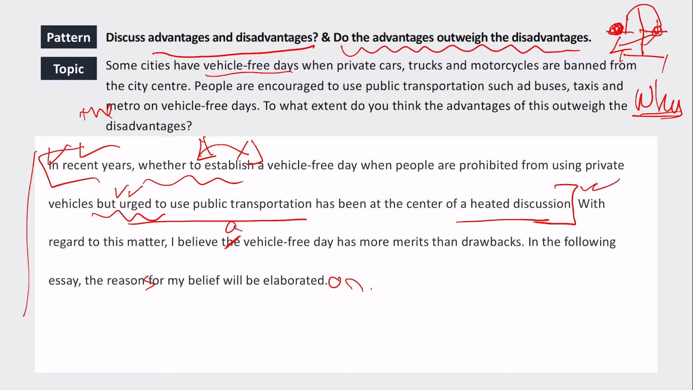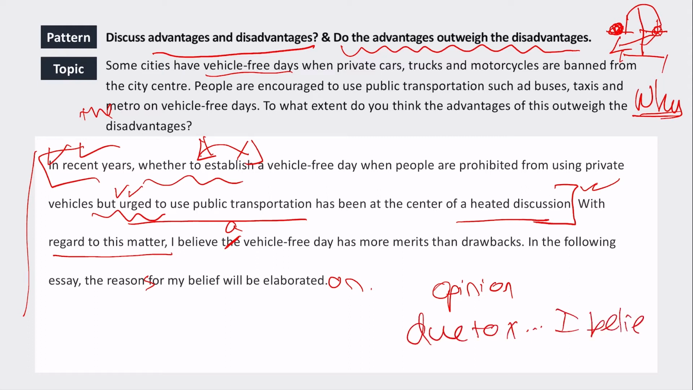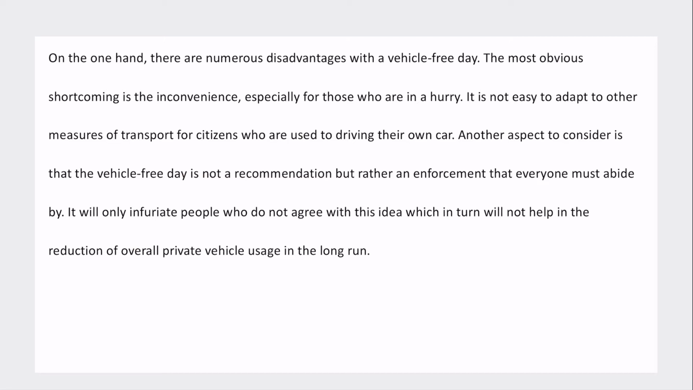With regard to this matter, sort of nice cohesion. They've given their opinion. It would have been nice if they'd said something like, due to X, I believe that, so giving me one of the reasons already, so I know what to expect. But overall, strong introduction.